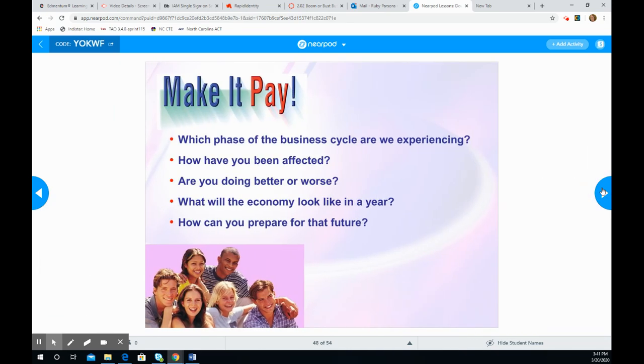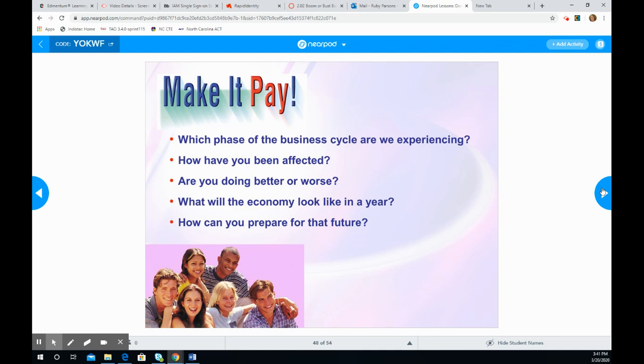So we've got to make it pay. Which phase of the business cycle are we currently experiencing? Well, a week ago, I'd say we were in prosperity, but I'd say quickly we're slipping into a recession. Think about this: how have you been affected? What's happening in your household or your family? Are you doing any better or are you doing worse at this point? And if this prolongs, what's going to happen? What will the economy look like a year from now?